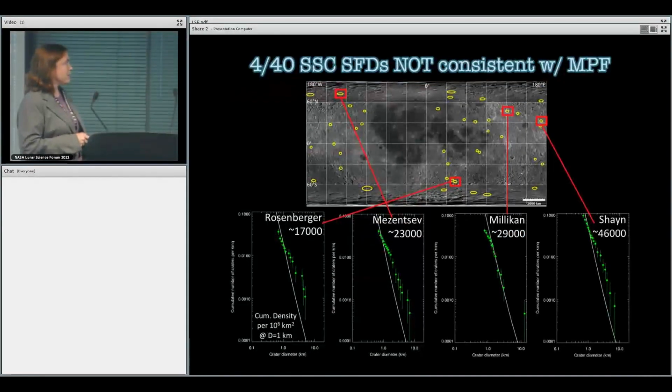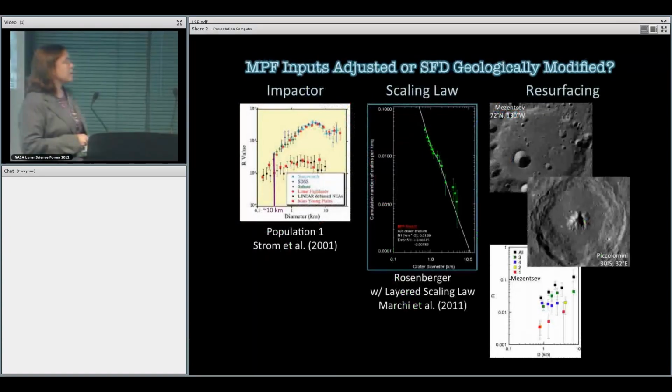We do have a few that are not consistent with the MPF, and so we did not compute ages for these craters. They are randomly located across the surface. They also have a wide range of crater cumulative densities at 1 kilometer. But the smallest cumulative density, for Rosenberger, is equivalent to one of our craters that is consistent with ages of about 3.8 billion years. So these are still very old craters, and this may give us a clue to why they may not match.